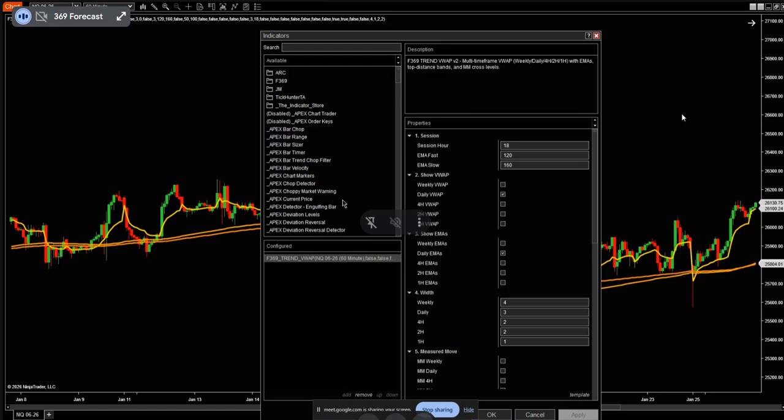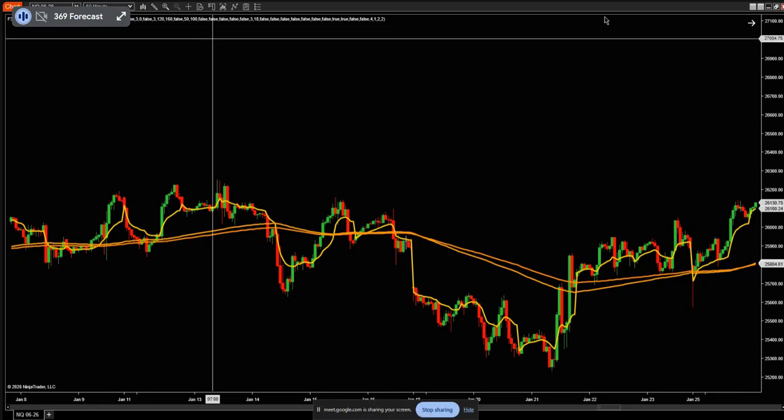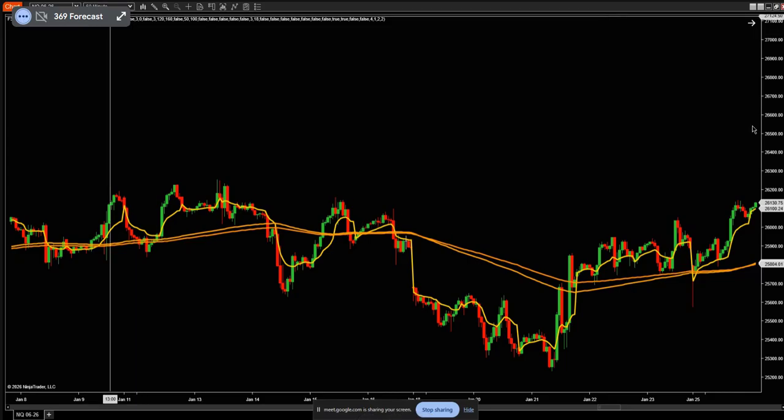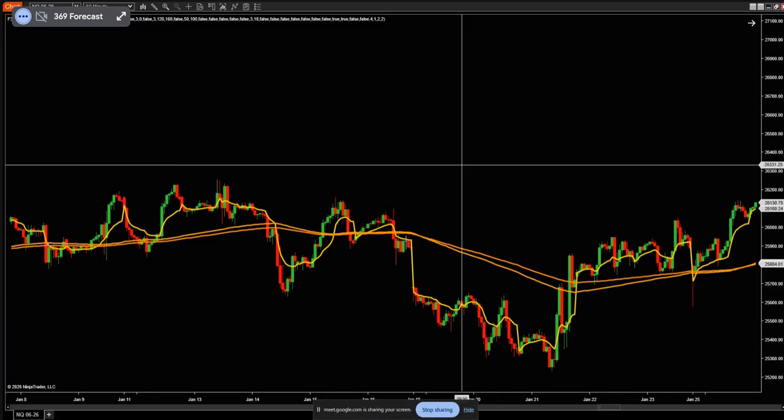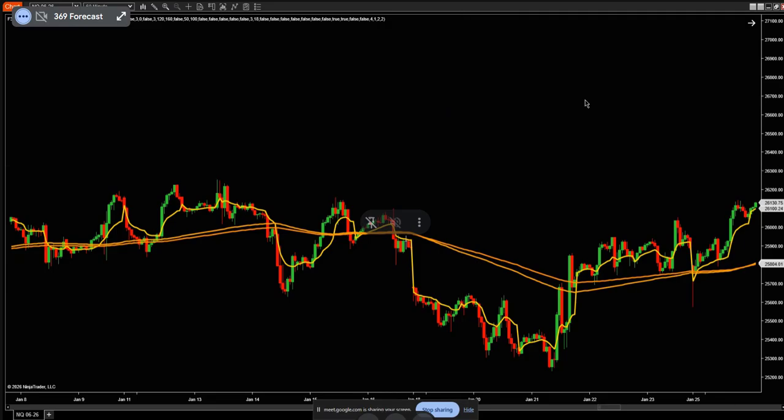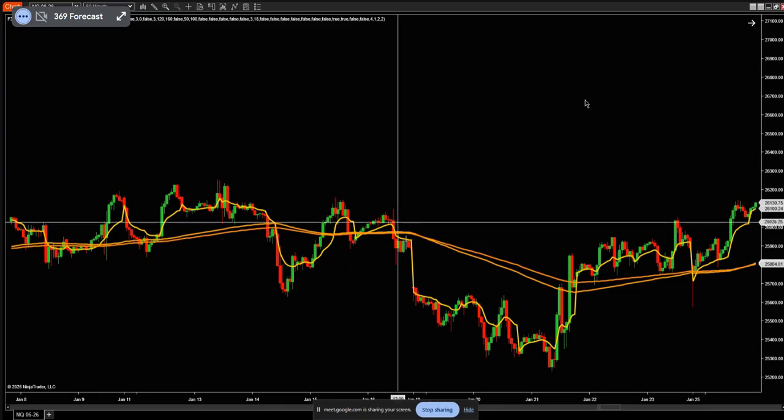We are going to look into trend bias detection using the trend VWAP indicator. This has been placed on the hourly chart for NQ, as you can see. Now we have quite a bit of information being displayed here. So you can see there are a bunch of lines coming out of this structure.